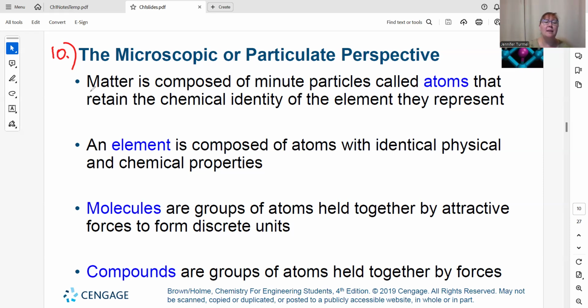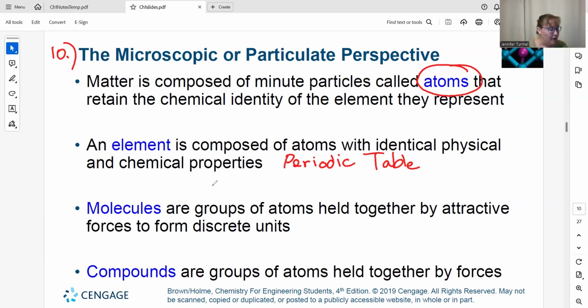Okay, so in chemistry, we would say that matter is composed of minute particles called atoms, okay, that retain the chemical identity of the element they represent. All right, so an element is composed of atoms with identical physical and chemical properties, and you can find these on the periodic table, which you will all have a copy of in this class, of course. And these atoms make molecules. And molecules are groups of atoms that are held together by attractive forces to form discrete units.